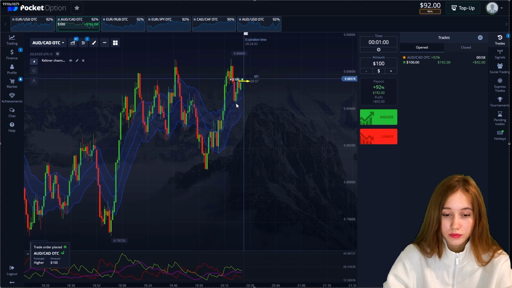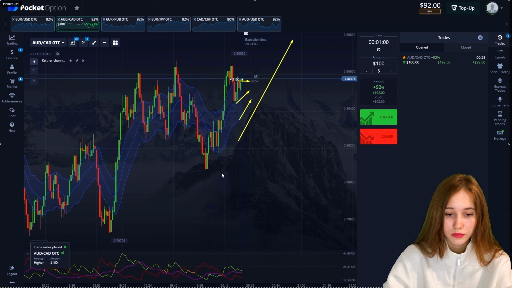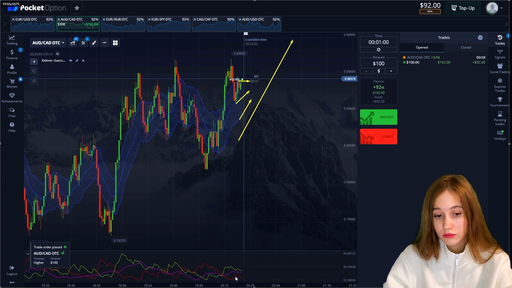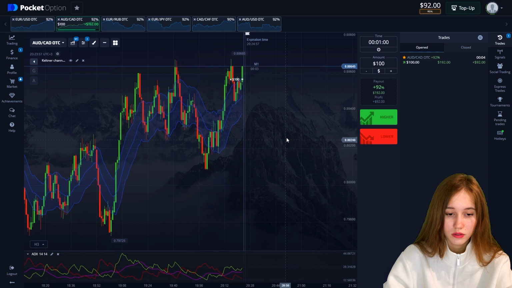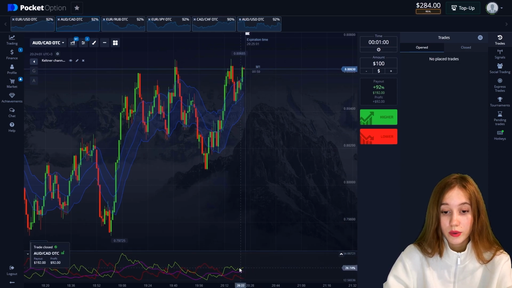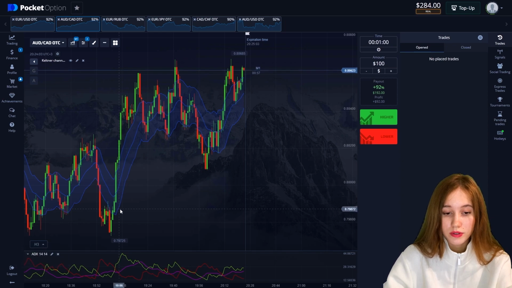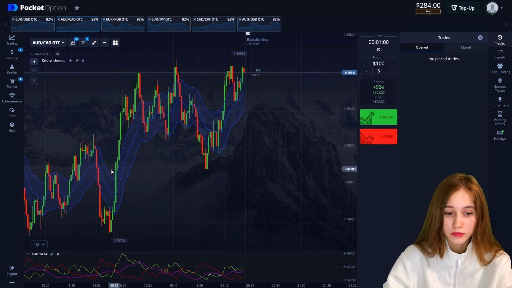Growth lines are moving up by the DAX indicator. We see it move on a relatively correct downwards. Growth. So profit is $92. Good. Let's move on.